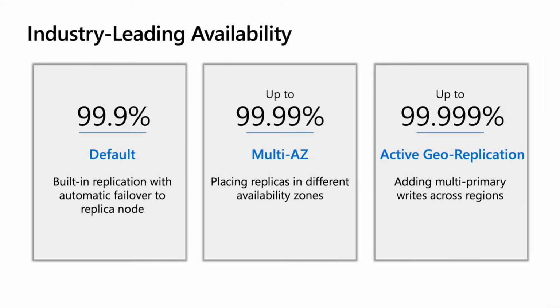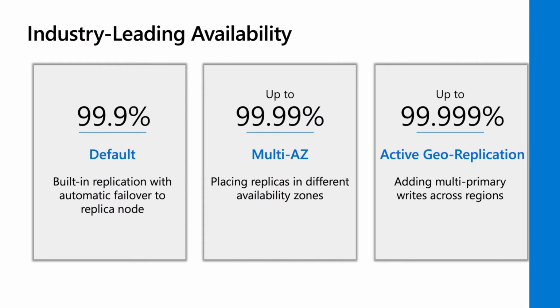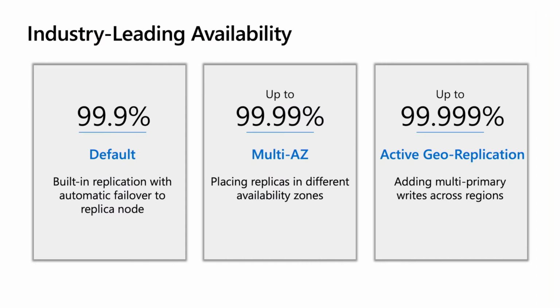In the default configuration, Azure Cache for Redis offers you 3 nines of availability. You have built-in replication between the primary and the replica nodes, and an automatic failover when the primary fails. So that gets you 3 nines of availability. You also have the ability to place primaries and replicas in different availability zones, and that gets you 4 nines of availability. And with active geo-replication, you can keep different instances of the cache in different regions separately, and that gets you up to 5 nines of availability.